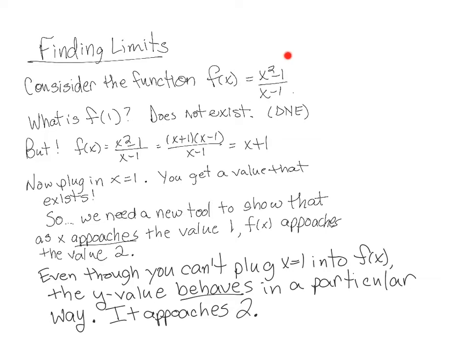So for now, let's consider this function right here. Now, if you try to plug in a 1, you see that 1 squared minus 1 gives you a 0. Let me write this down here. If you plug in the 1 here, you're going to get a 0 here and a 0 here, right? Well, 0 over 0 doesn't exist. And you'll notice that I always write DNE for does not exist. Not only does it not exist, it's indeterminate. We'll talk about that more as we move on.